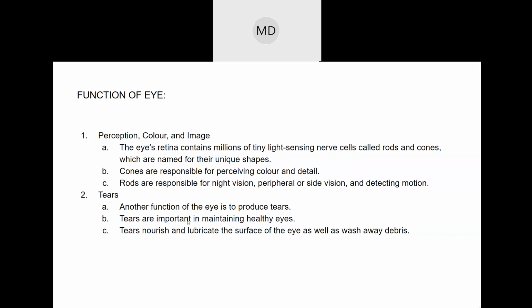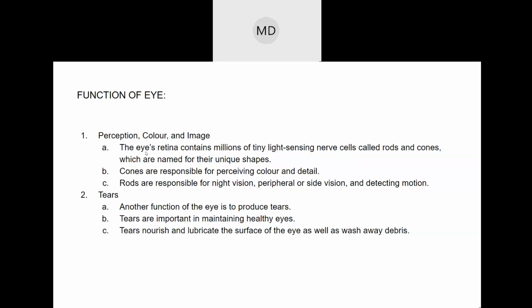Also, it keeps our eyes lubricated. Lubricated means it keeps our eyes wet. Just imagine your eyeball to be completely dry. You won't be able to close your eyelids. So tears have antimicrobial properties, and they protect our eyes against infections. And also they help to lubricate the surface of the eye.